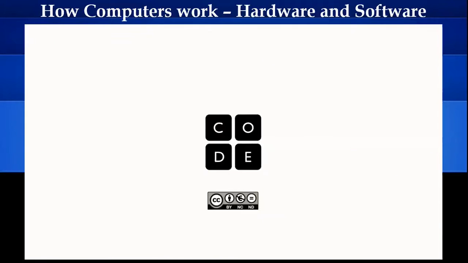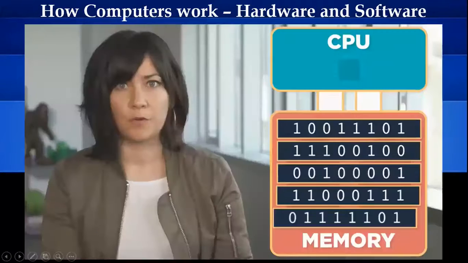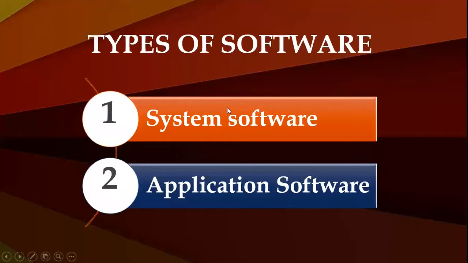Okay, let's continue. Memory. Okay, now we have some different categories. If we want to categorize our software, generally we can say two things: system software and application software. And now let's see what they are.